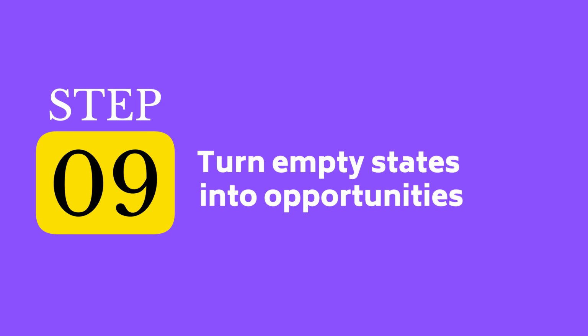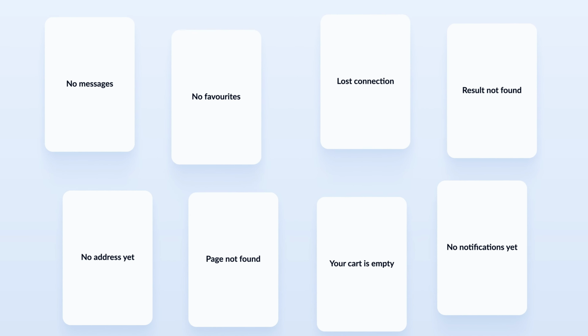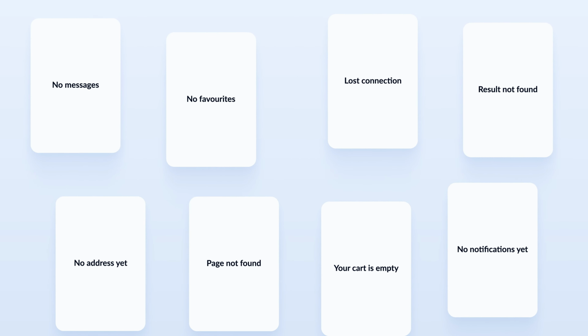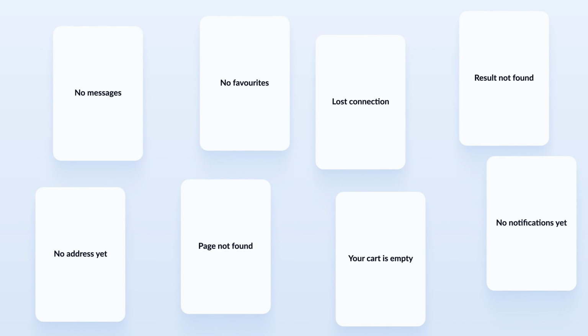Tip number 9, turn empty states into opportunities. When a user encounters an empty state, it's like hitting a roadblock. An empty screen with no guidance or actionable steps can leave them feeling lost and frustrated. It's a missed opportunity to guide and engage users.